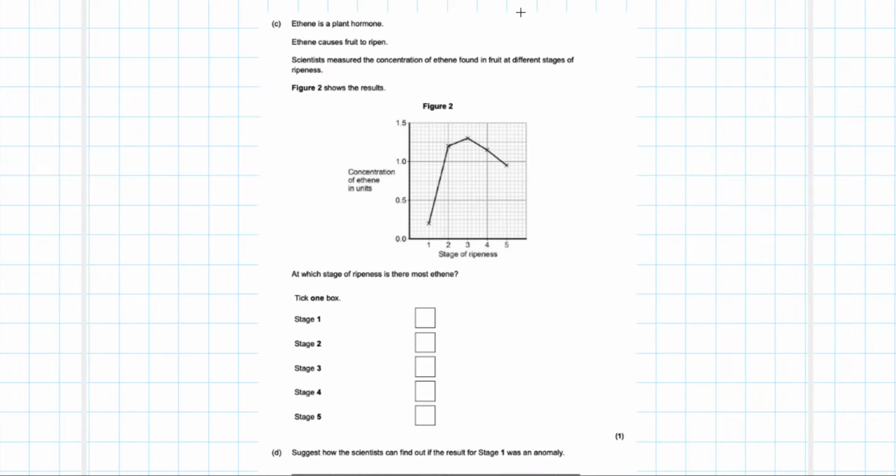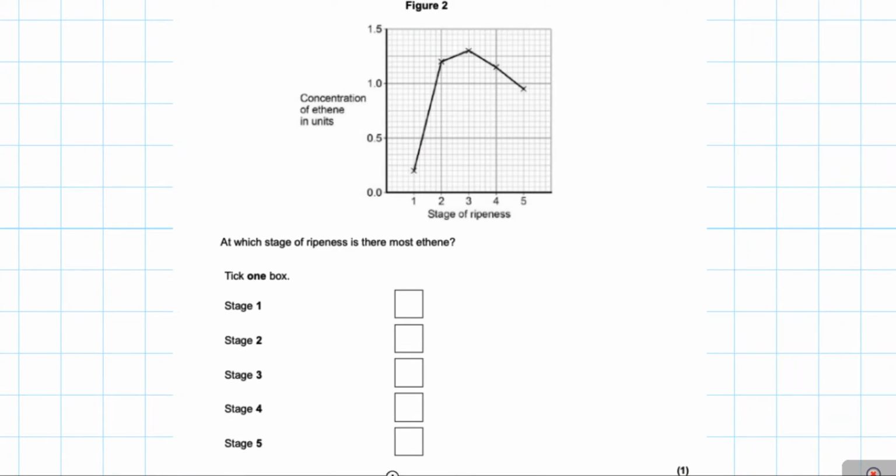Okay, let's move on to part C. Ethene is a plant hormone, and ethene causes fruit to ripen. Scientists measure the concentration of ethene found in fruit at different stages of ripeness. At what stage of ripeness is there the most ethene? So essentially it's at stage 3, the highest value here, a very straightforward question. Concentration is the highest, so this is stage 3.